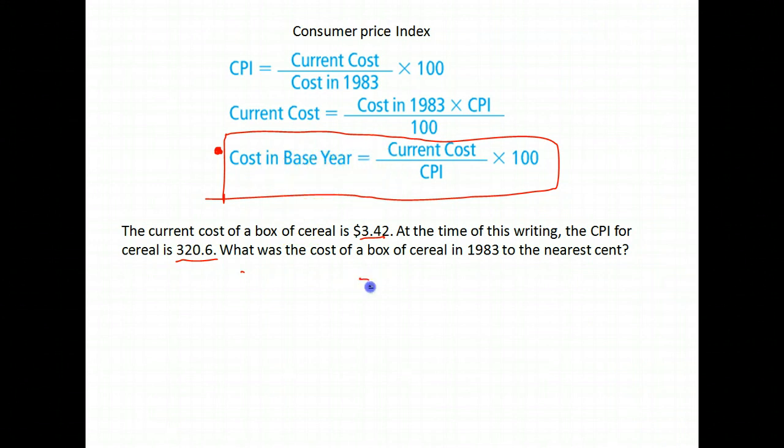So let's follow the formula. It says to take the current cost. The current cost of cereal was $3.42. Divide that by the CPI. They said the CPI was 320.6. And then we are supposed to multiply by 100. Okay, so we do 3.42 divided by 320.6 gives me 0.01066, and we're going to multiply by 100.